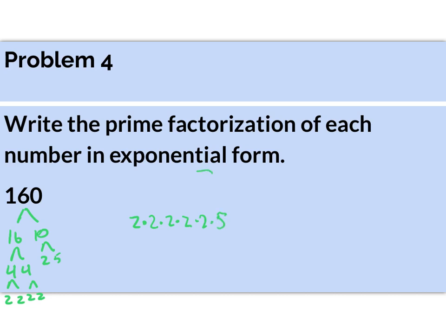So exponential form means writing the same number multiplied by itself as an exponent. And we'll talk about this later. But all you have to do is count the number of the same numbers that you have. So we have 1, 2, 3, 4, 5 2's. So this is 2 to the 5th times 5 equals 160. That is the end of this lesson.